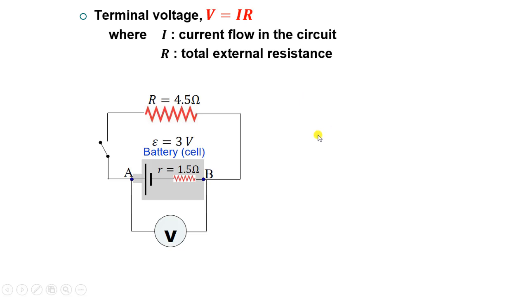Suppose I have a 3 volt battery with internal resistance 1.5 ohm, and I am going to connect it to an external resistance of 4.5 ohm. But I have a switch, and I connect a voltmeter across the terminals of the battery. Then we might ask, what is the reading of the voltmeter?